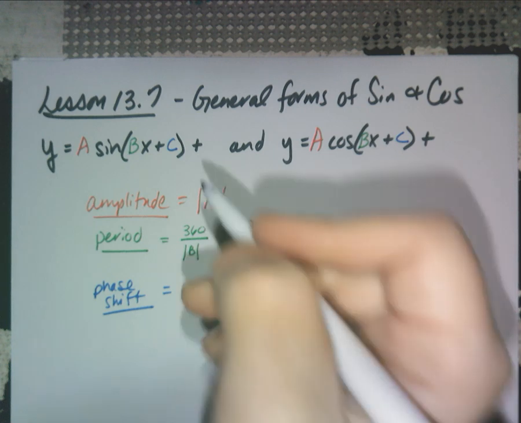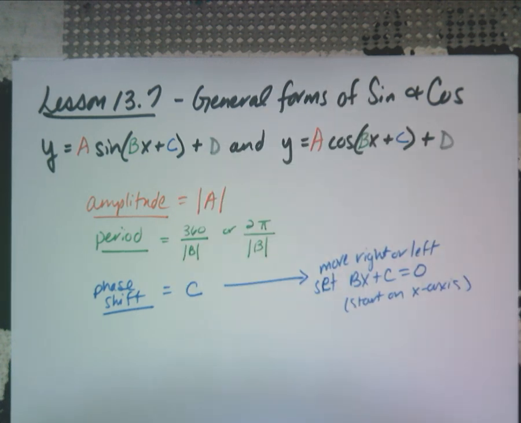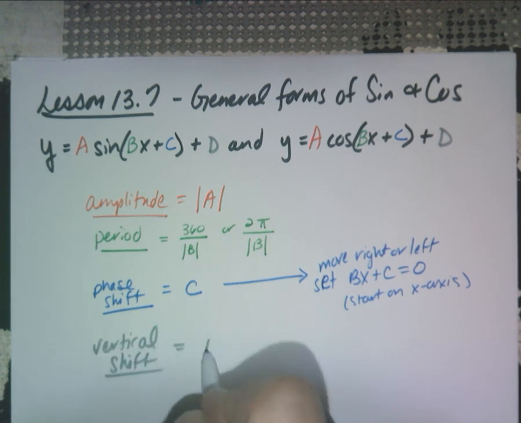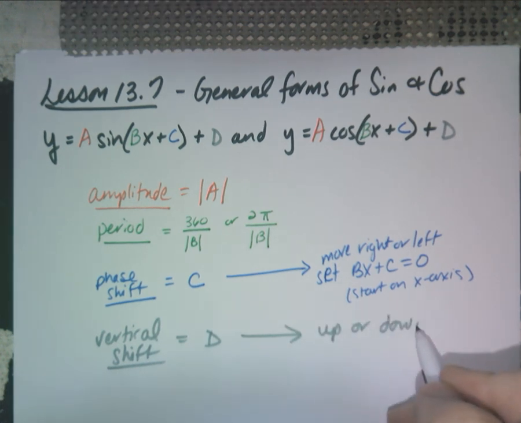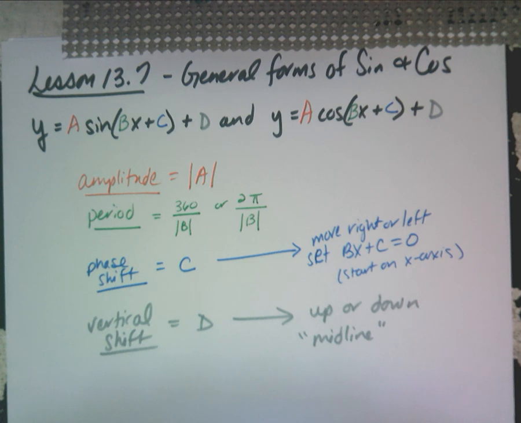All right, and then our last one is, we'll call it the number on the outside, D. And you know this, when you're on the outside of your parent, that tells you you go up or down. That's what we call our vertical shift. D. That goes up or down. We also refer to it as our midline. Midline.